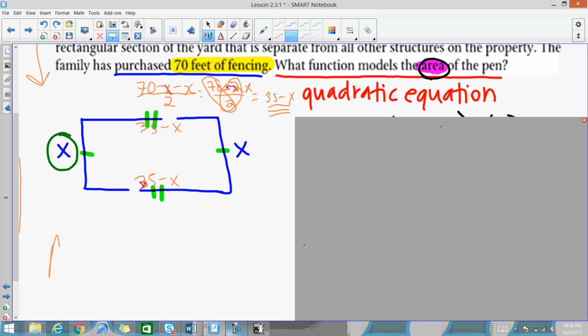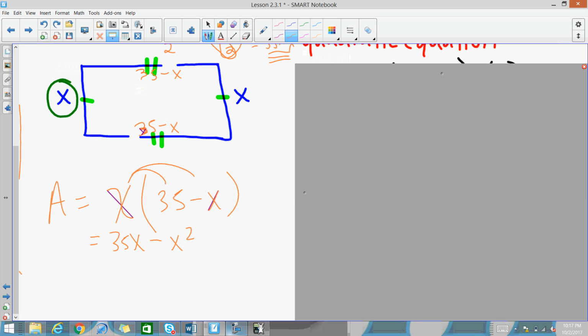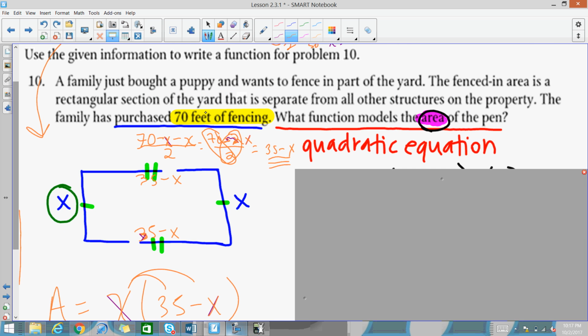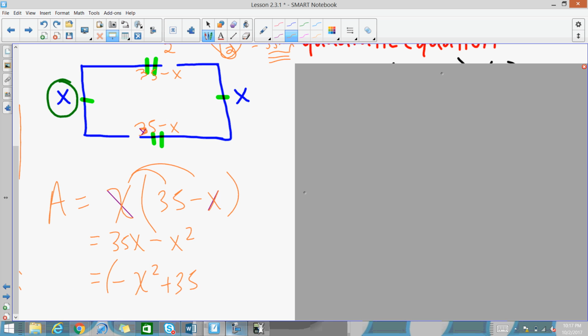So now, to find your area, area is length times width, so x times 35 minus x. We're going to distribute. We're going to get 35x minus x squared. And we'll want to simplify this and put it in standard form. So minus x squared plus 35x. And then here's the deal. We have feet as our unit, so we'll go parentheses, feet squared, because that's your area. And there you go. That's simplified.